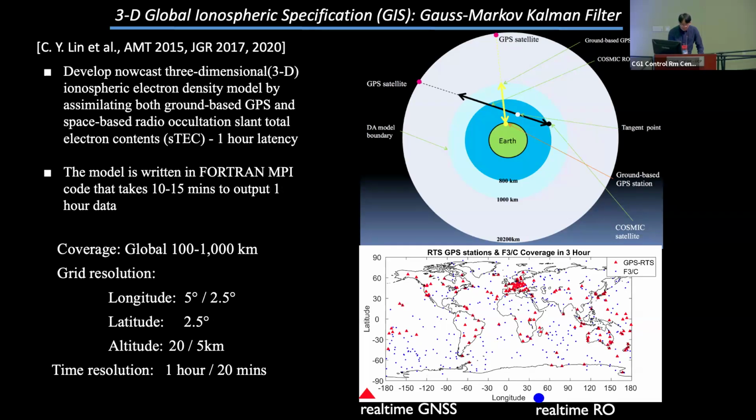And there are two types of output. One is at 5 degrees in longitude, and the other one is at 2.5 degrees in longitude. And for both, they have more precise altitude resolution. So for both products we have two distinct temporal resolutions here. And here is one example of the data we use in 3 hours to establish one GIS product.